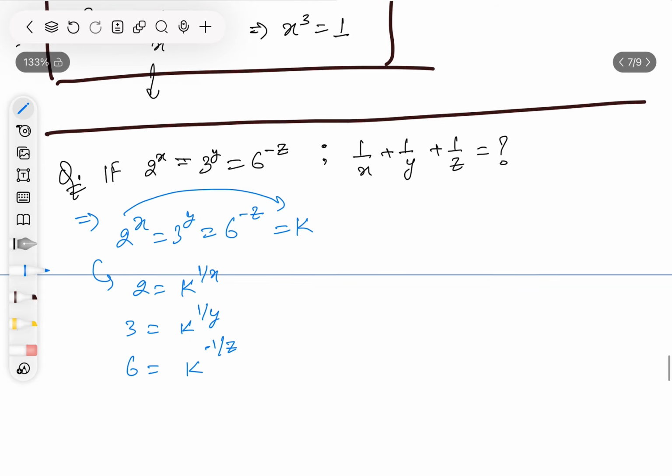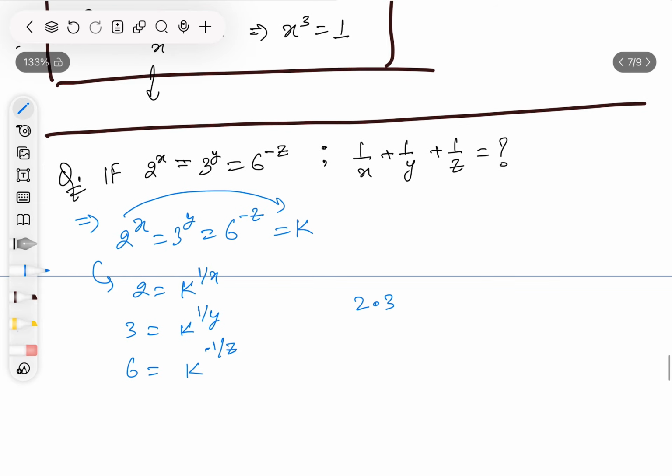Now look, 2 multiplied by 3 is equal to 6. So can we write k to the power 1 by x multiplied by k to the power 1 by y equals k to the power minus 1 by z? Can we write this? Yes, we can.